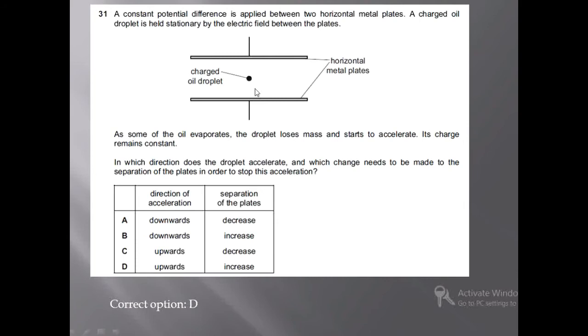In order to reduce electric field strength, the separation of the plates needs to be increased, and when electric field strength is reduced, electric force is reduced, due to which acceleration is going to be reduced, or this accelerating droplet is going to stop. It means that option D is correct, in which it is told that direction of acceleration should be upwards and separation of the plates needs to be increased. So option D is correct. I hope it is clear to you.